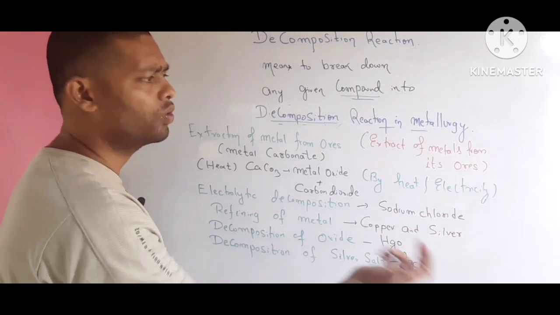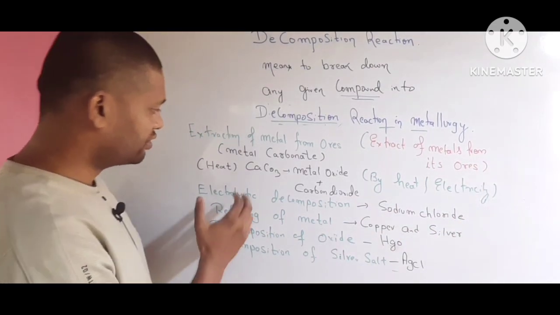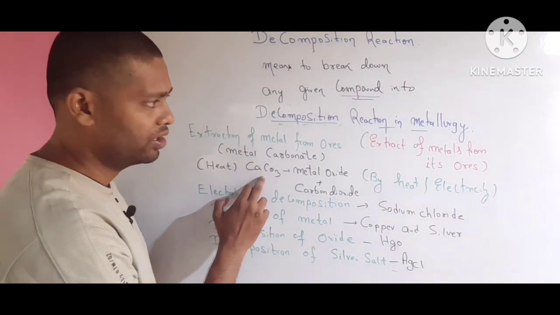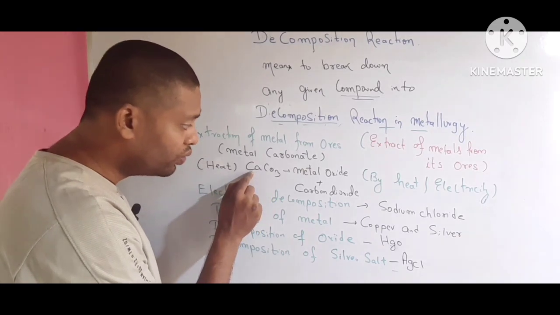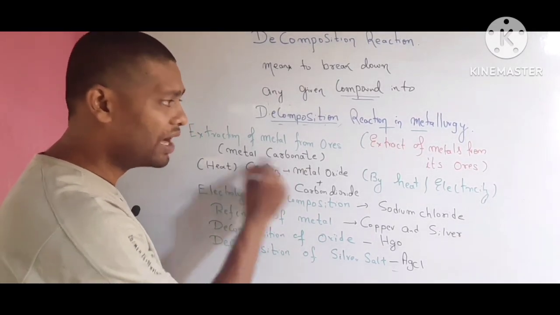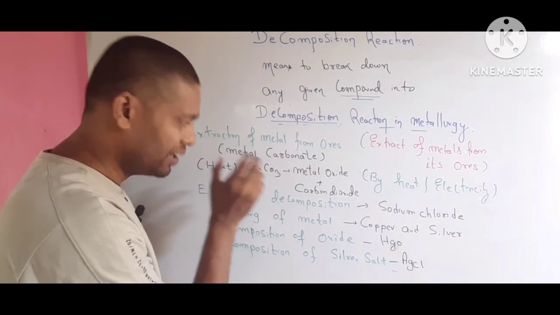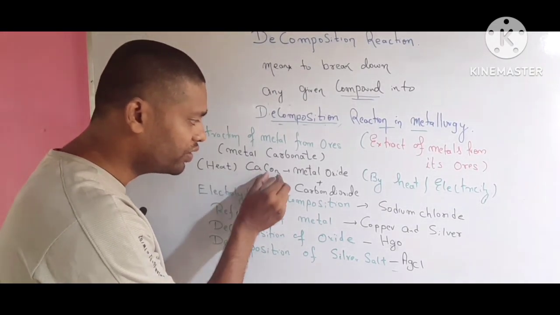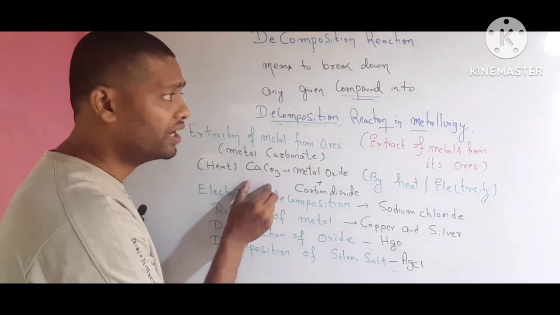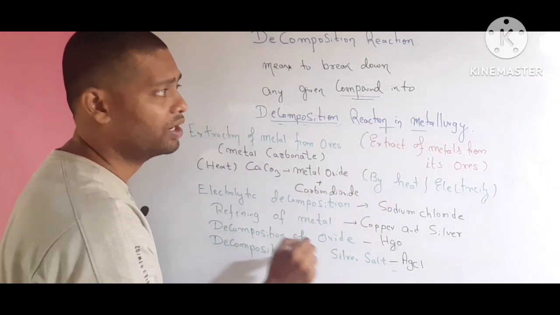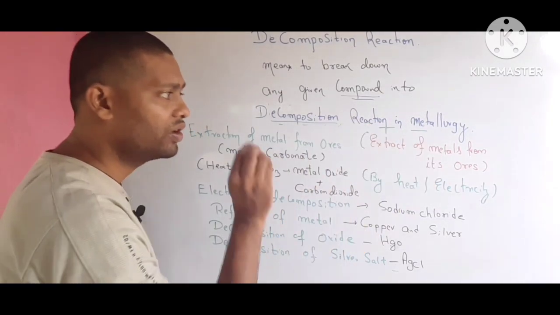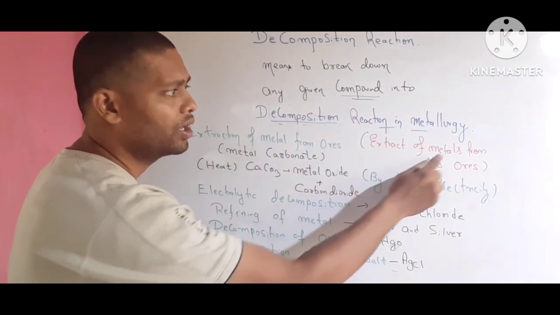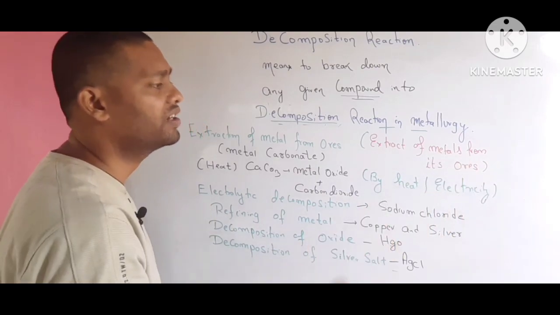What do you mean by ore? Ore means, for example, this is calcium carbonate. It's an ore. We need only calcium, we don't need calcium carbonate. So what do we have to do? We have to remove this carbonate, CO3. That is the process known as extraction of metal, or metallurgy, where we only need the metal from its ore. Ore is where the metal is extracted from.